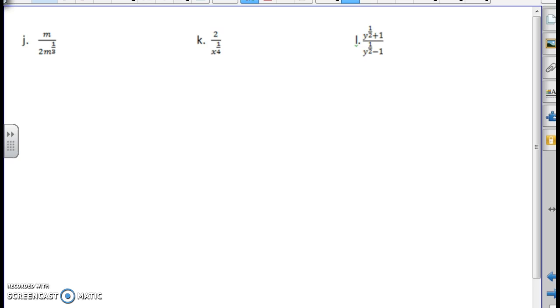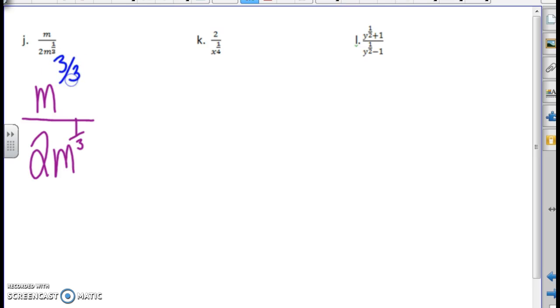Same idea here, but I'm going to take this numerator one. If this has thirds on the bottom, I'm going to make the numerator, instead of just leaving it as 1, I'm going to make this guy into 3 over 3. And I'm doing that so that I can simplify my top and my bottom. So now I still have this 2 in the denominator. Nothing's happening to that. There's nothing that's going to change it. But I have m, I have 3/3 minus 1/3.